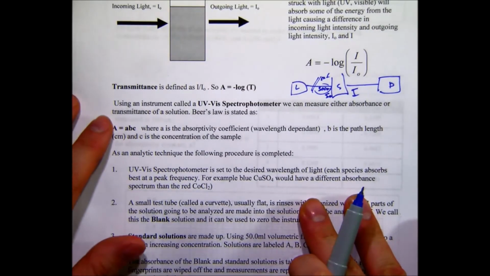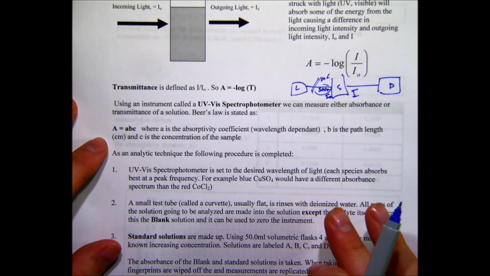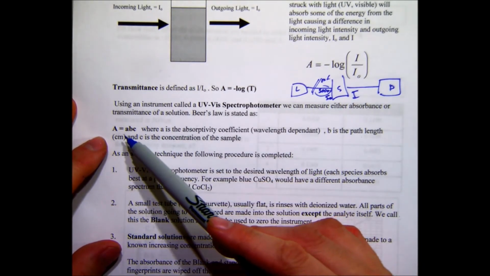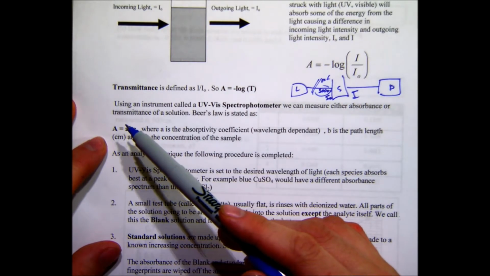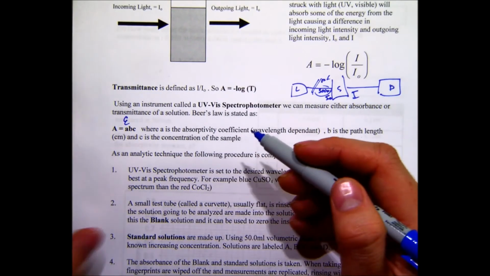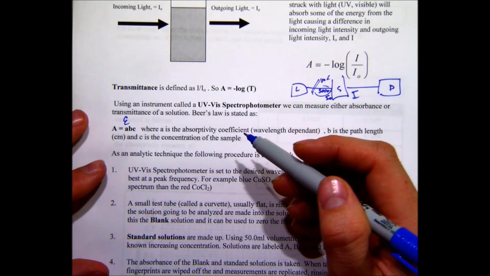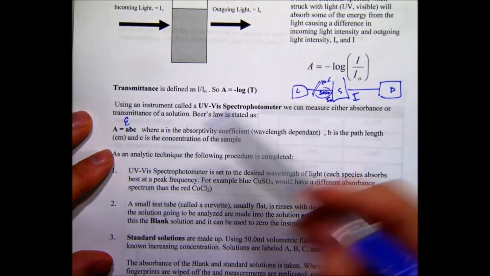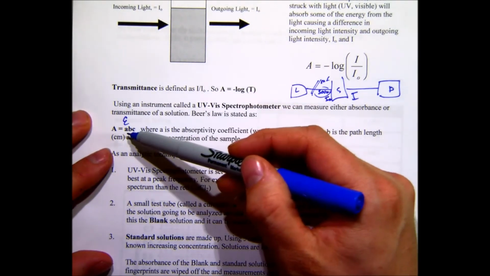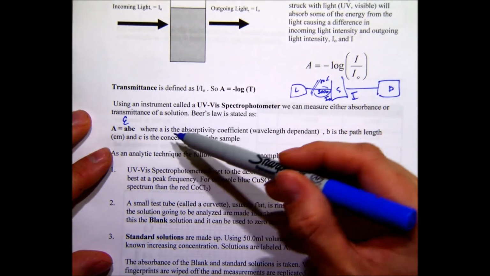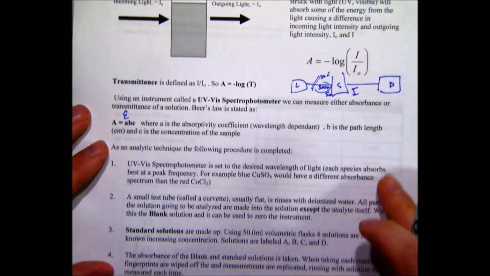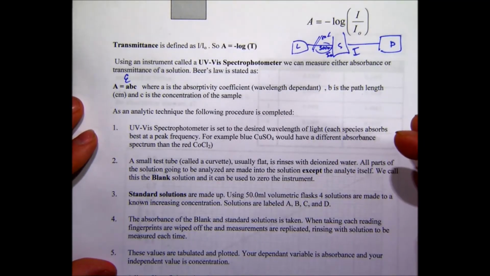So the law is really simple. It says A equals abc, so it should be fairly easy to remember. a is what we call the absorptivity coefficient. You can also see this written with epsilon, the symbol epsilon, but epsilon is the molar absorptivity coefficient. It's a very similar concept, but it's a slightly different definition. b is the path length, usually measured in centimeters, but it would depend on what the units are with a. And c is the concentration of the sample. Usually we're dealing with moles per liter, but once again it would depend on the units on a.